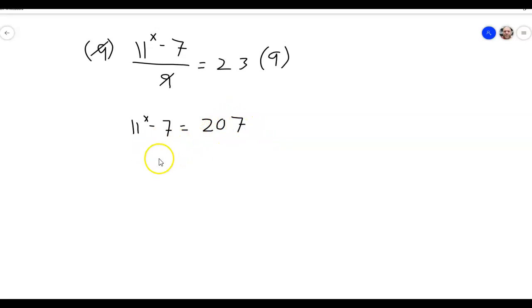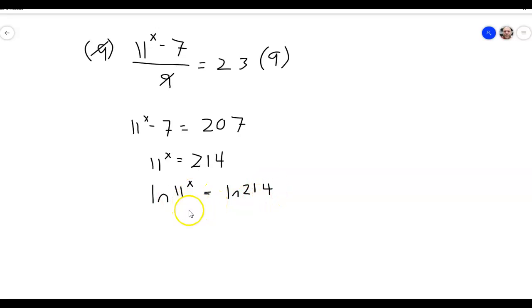Next, I'm going to add 7 to both sides. 11 raised to the x is equal to, that's going to be 214. And then in order to get the x out of the exponent position, once I have the term by itself, I'm either going to take the normal log or the natural log of both sides. In this case, I'm going to do the natural log. So the natural log of 11 raised to the x is equal to the natural log of 214. This operation will keep the values of our x.